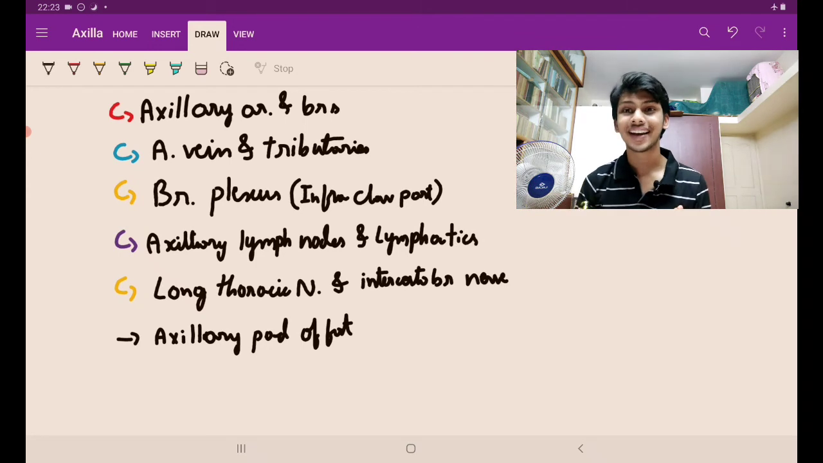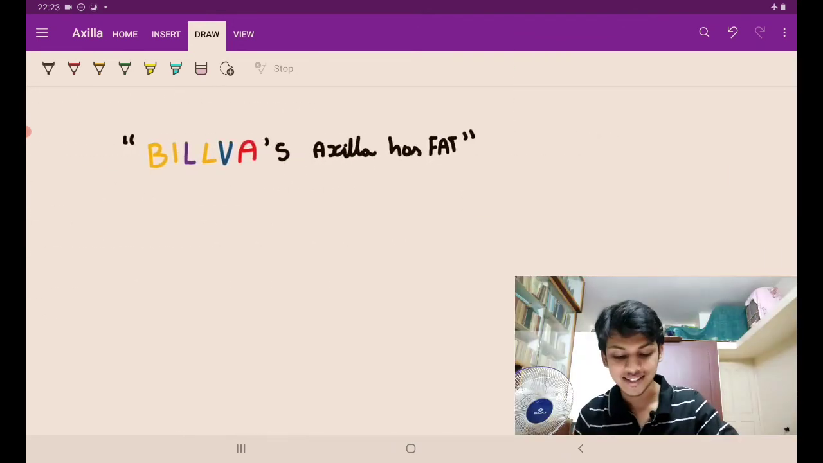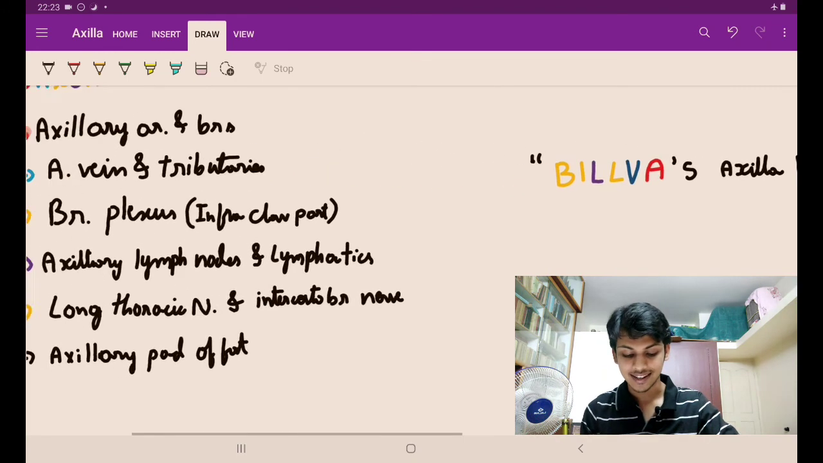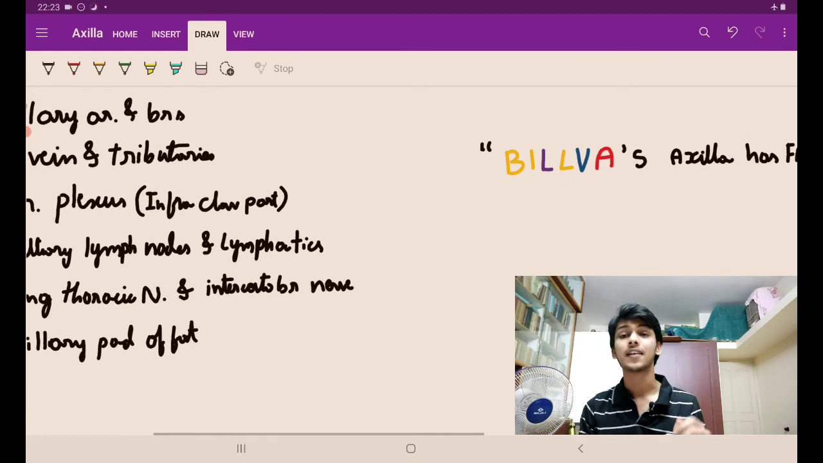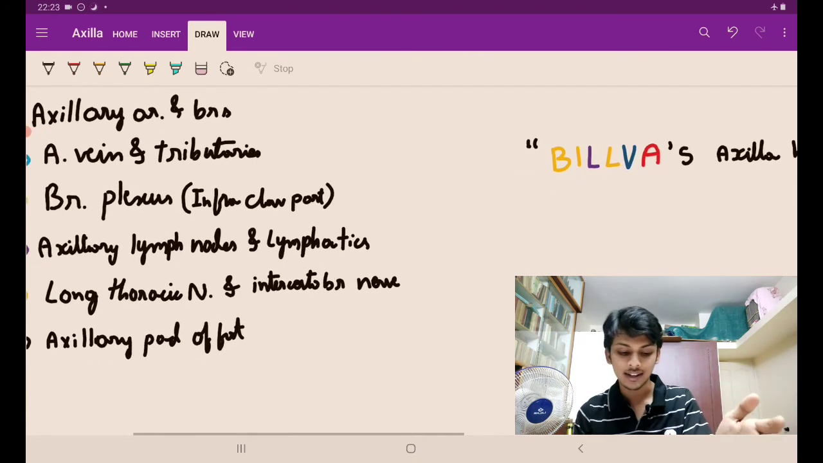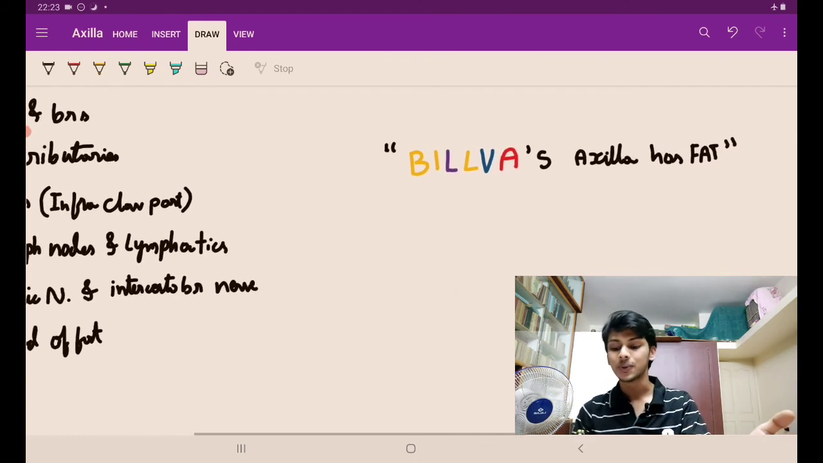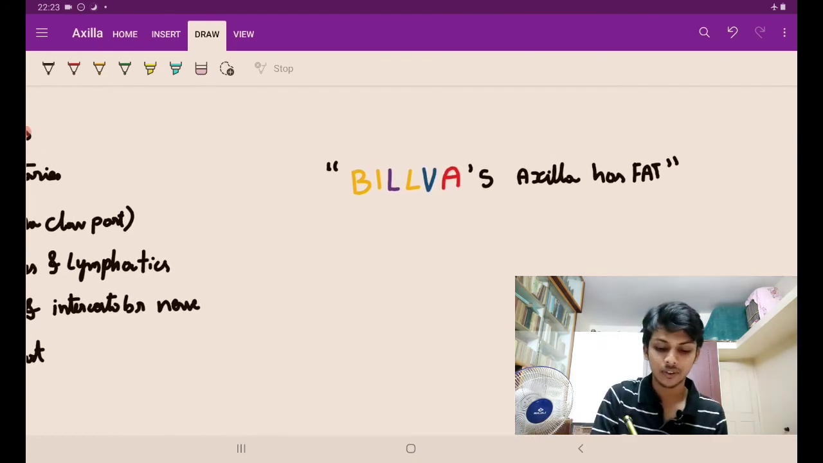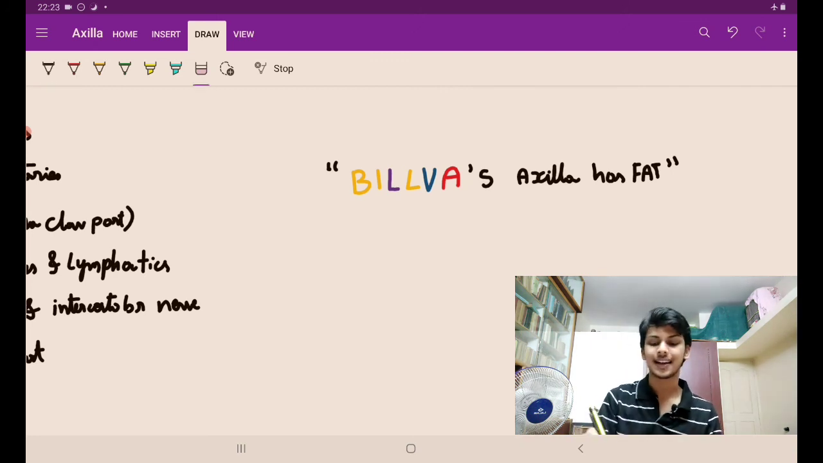I used to remember this mnemonic, guys. Bilvas axilla has fat. B is the, what is it? B is the brachial plexus. I is the intercostobrachial nerve. L is the lymphatics. L is the long thoracic nerve. B is the axillary vein. A is the axillary artery. And fat is obviously the content of the axilla. So I used to remember this as Bilvas axilla has fat.